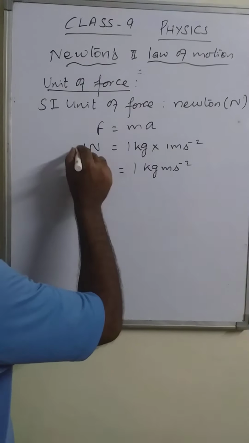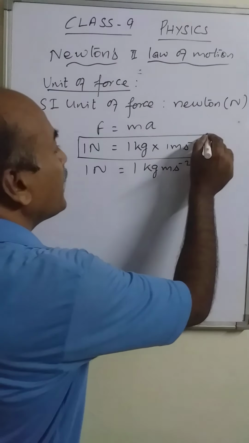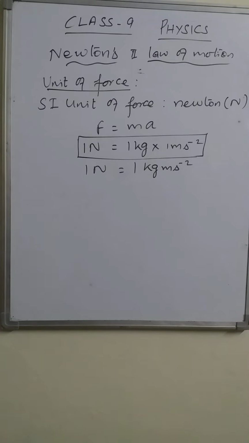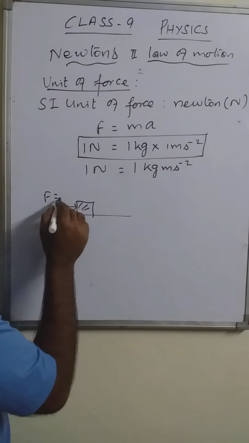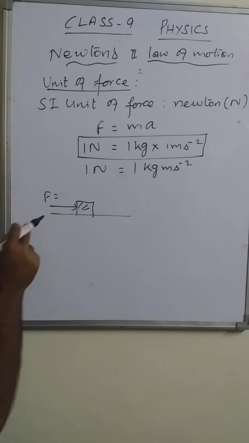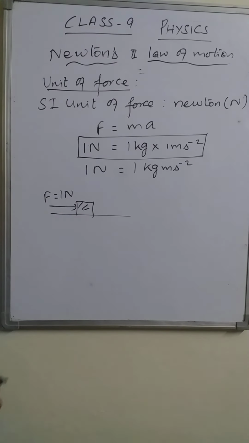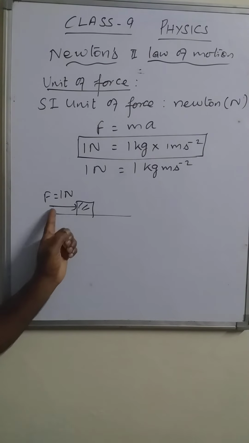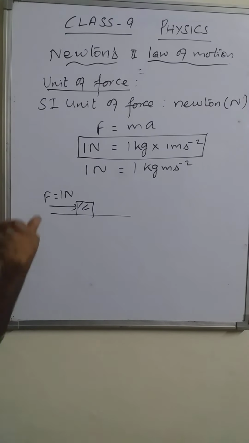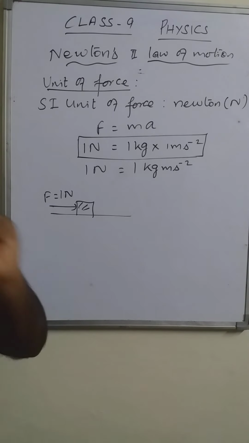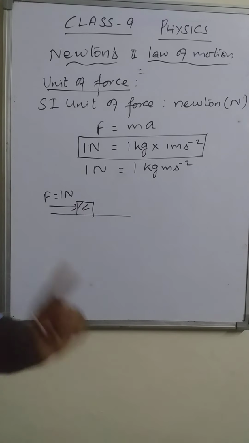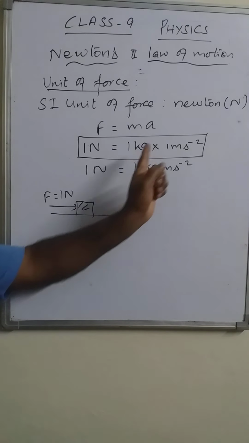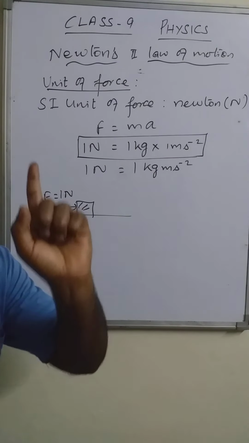So from this relation we can define how much is the 1 Newton force. Suppose here an object is placed and we apply the force. When do we say the force applied on this object is said to be 1 Newton? Some force is applied. The force applied on this object is said to be 1 Newton, if it produces the acceleration of 1 meter per second square when its mass is 1 kg.